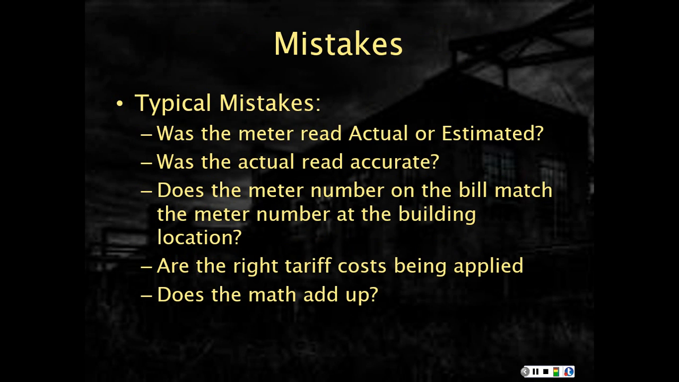So what kind of range of mistakes can we have? The first one that we should look at is, was the meter read actual or estimated? So when the company came out and read the meter, did they do an actual or an estimated meter read? Was the actual meter read accurate? That can be a trick sometimes to figure out if that's true.